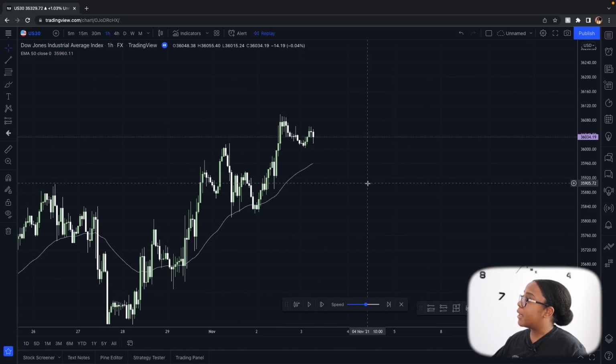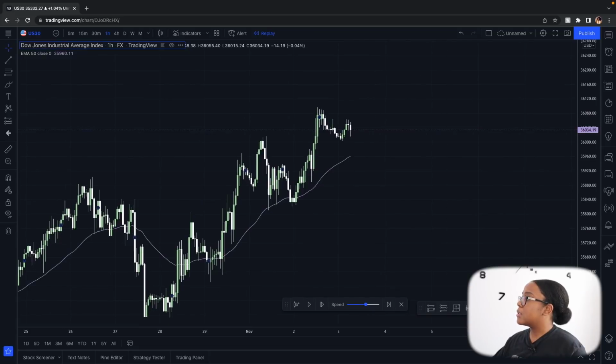I'm curious to see how that would work out when it comes to back testing the US30, I mean. So, okay, we see that there is higher low, higher high structure. Okay, cool.